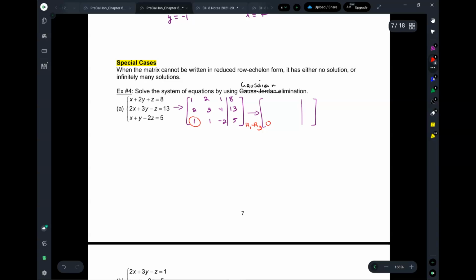So 1 minus 1 is 0. 2 minus 1 is 1. 1 plus 2 is 3. 8 minus 5 is 3. Okay, the next one I had to get rid of was this one, right? I'm going to do it in the same step. Is the order the left bottom corner, then the one above, then the one to the right bottom corner?